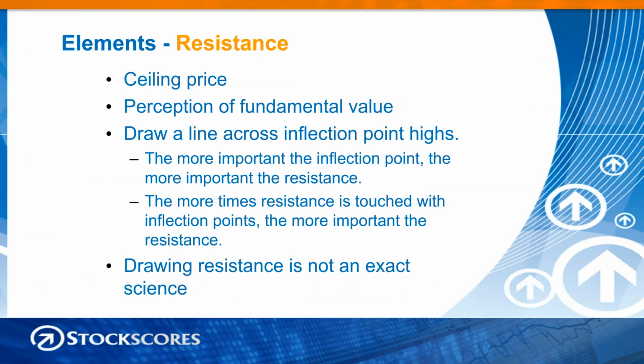All right, next concept is resistance. So resistance is the ceiling price. Just as support was a floor price, resistance is a ceiling price. It represents a perception of fundamental value again, but in this case, it's the upper value. It's the maximum amount that people have been willing to pay over a certain time frame. And all we do is draw a line across inflection points. And just like support, the more times that inflection point is touched, the more inflection points that touch the line, the more important it is. And the higher the peak, the more important it is. Not an exact science, we're just trying to guesstimate a little bit.